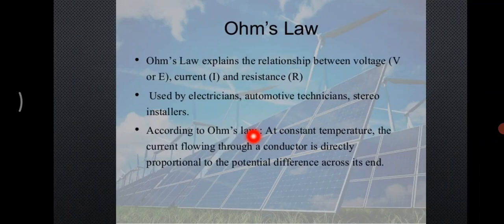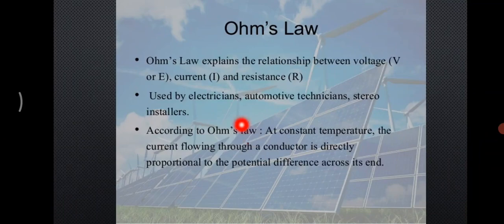He conducted many experiments and stated that according to Ohm's law, at constant temperature, meaning there is no change in the temperature, the current flowing through the conductor is directly proportional to the potential difference across its ends. What does this mean?